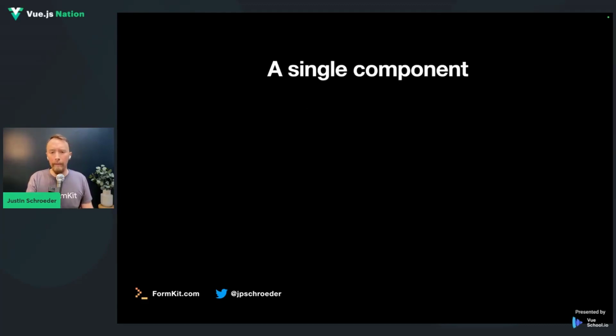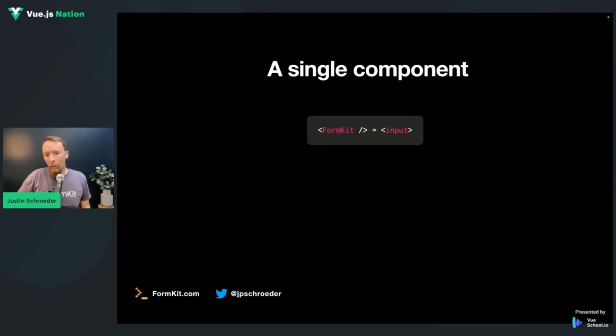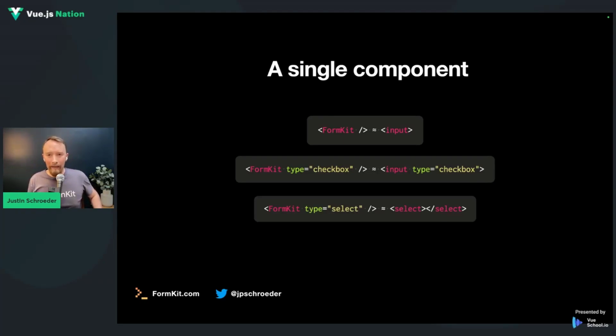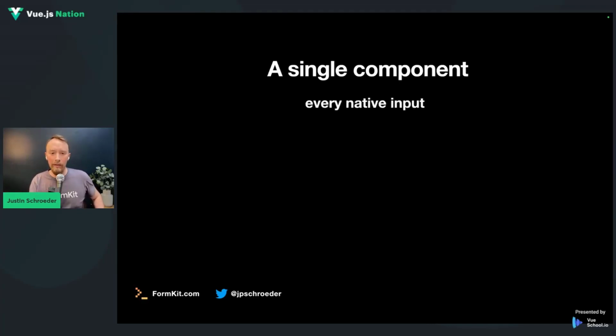So let's talk about a single component. In FormKit, there is basically one component called FormKit. It's not too tough, and it's roughly approximate to what you would expect an input to be in HTML. You can, for example, add a type, FormKit type checkbox, and that's roughly equivalent to input type checkbox. It's going to render a checkbox for you. But you can also say FormKit type select, and this is equivalent to a select input. Now, you notice that in HTML, we don't use input type select. We actually have a different syntax to describe a select input. And that's part of what FormKit does, it smooths out those inconsistencies in HTML.